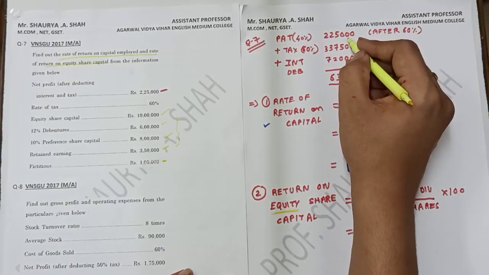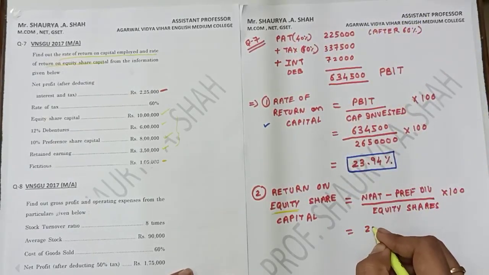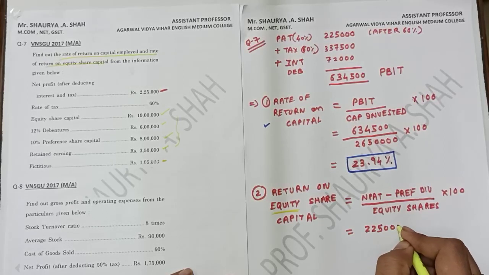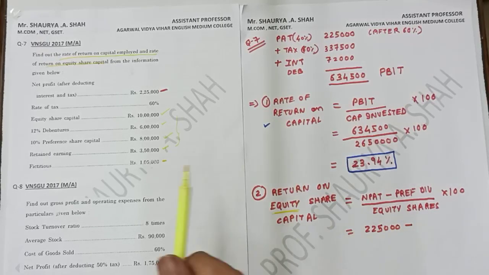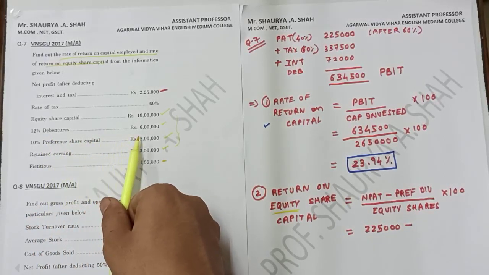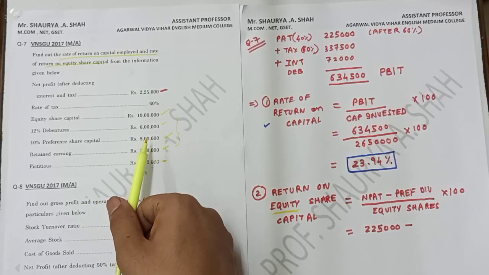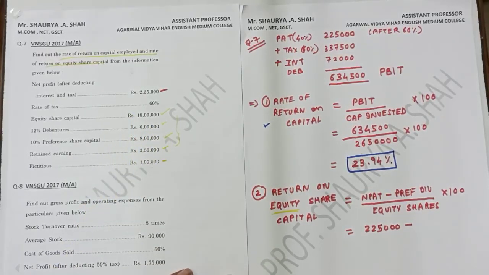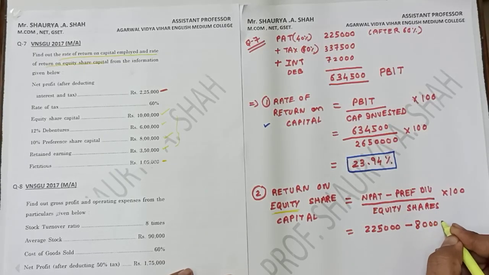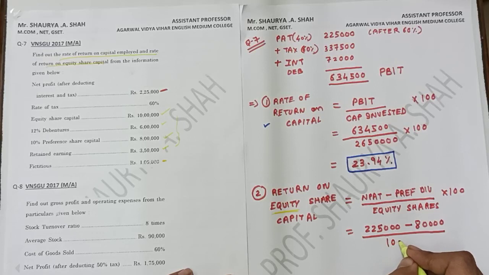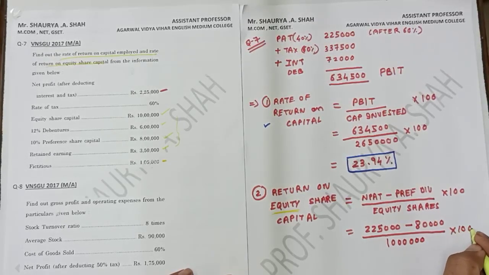We started with this only, 2,25,000 minus preference dividend. It is 10% preference share capital, as you can see in the question, that is 8 lakh. So 8 lakh into 10% dividend is equals to 80,000. So 2,25,000 minus 80,000 divided by equity share capital. Equity share capital is 10 lakh. Only equity share capital into 100.